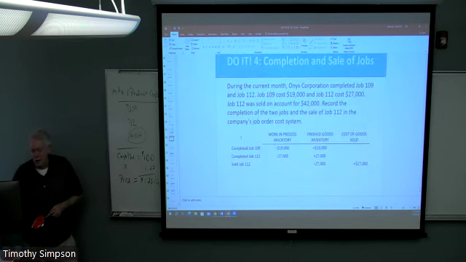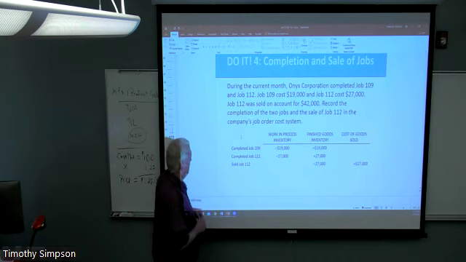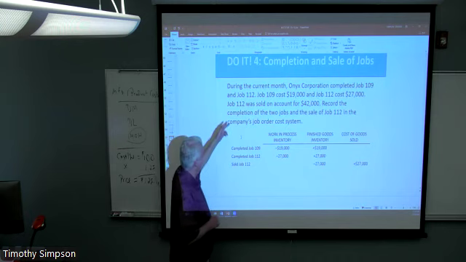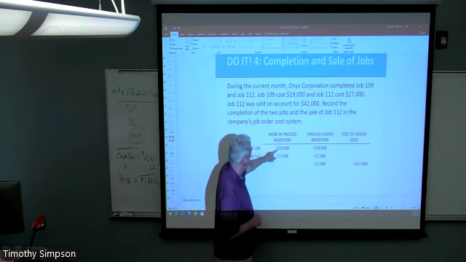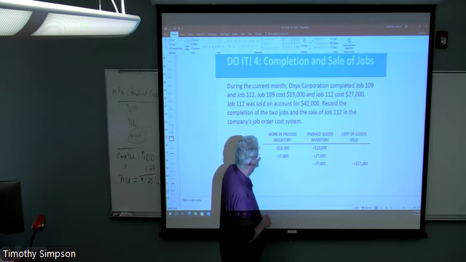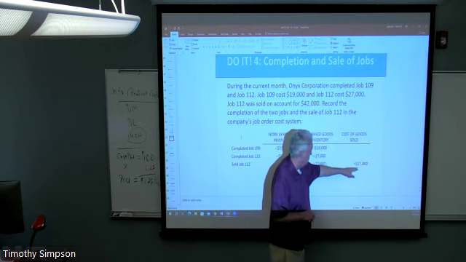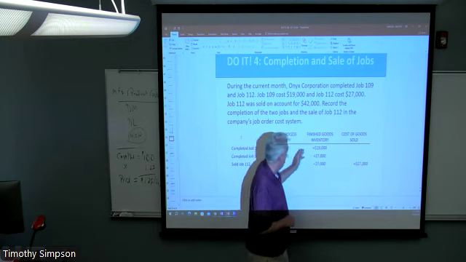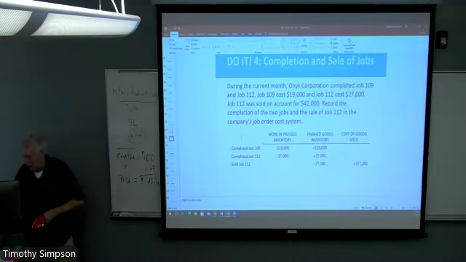All right. And here's one really quick one here. This is the only thing that's going on here. And then we'll move on to the fifth and final objective in this module. You've got some jobs that are completed here. Job 109, job 112, and we move this over from work in process to finished goods. 112 is also done, work in process to finished goods. The only difference is this job was actually sold, so the buyer actually acquired it. And so we now take it out of finished goods and book it to cost of goods sold. Okay. So moving from work in process to finished goods to cost of goods sold. That's a very common process.